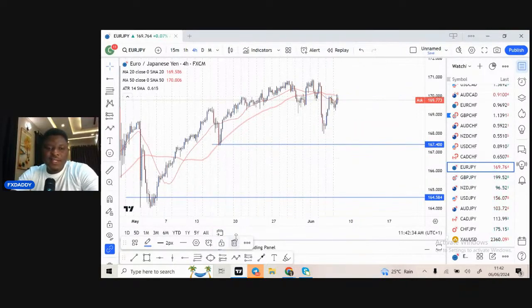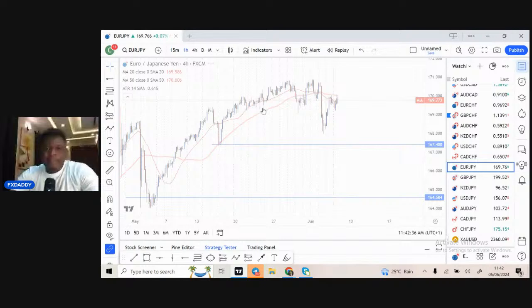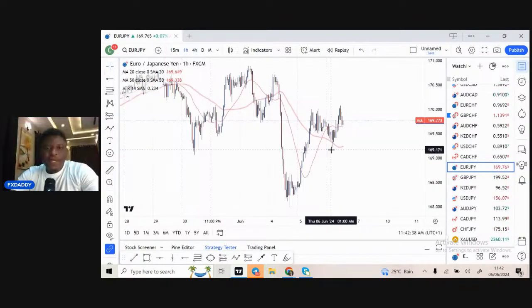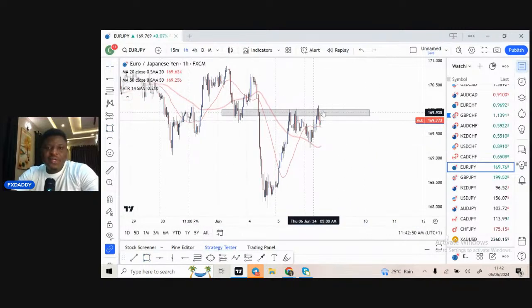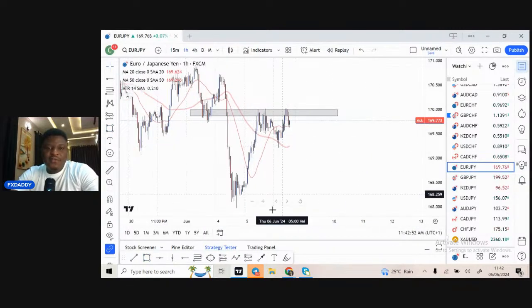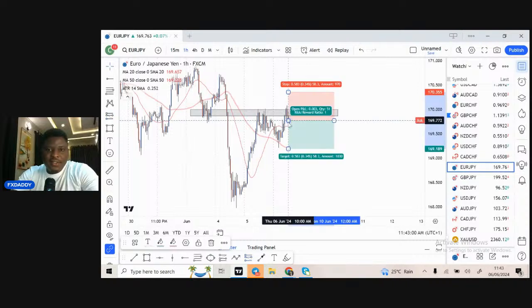So let me give you guys entries on this. For EURJPY, it's most likely an instant entry because this is a liquidity block. It has already been liquidated. This whole area right here, the market has already liquidated that. So this is where I want to sell from. This is an instant execution for those of you that have not entered already. Let me give you the entries and the exit.